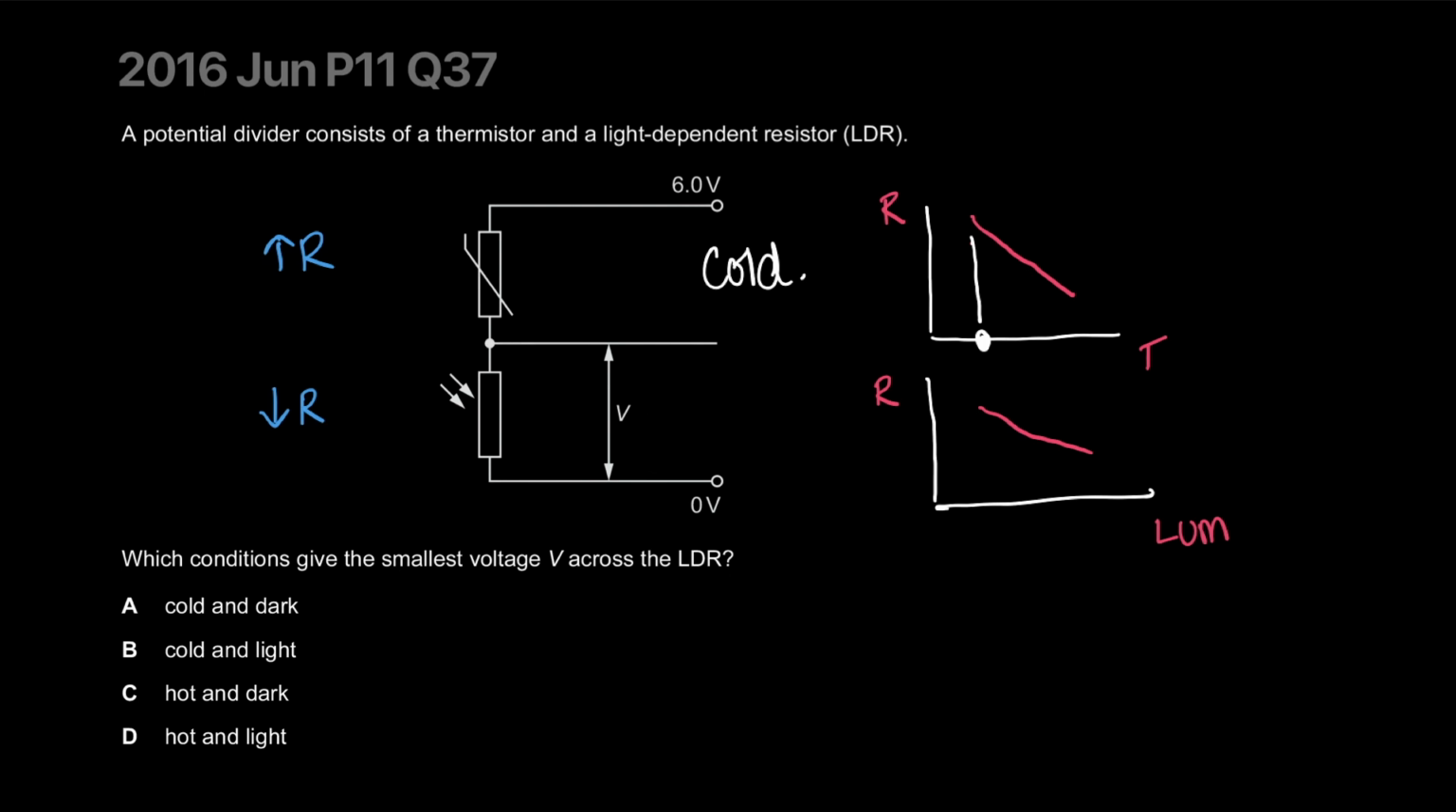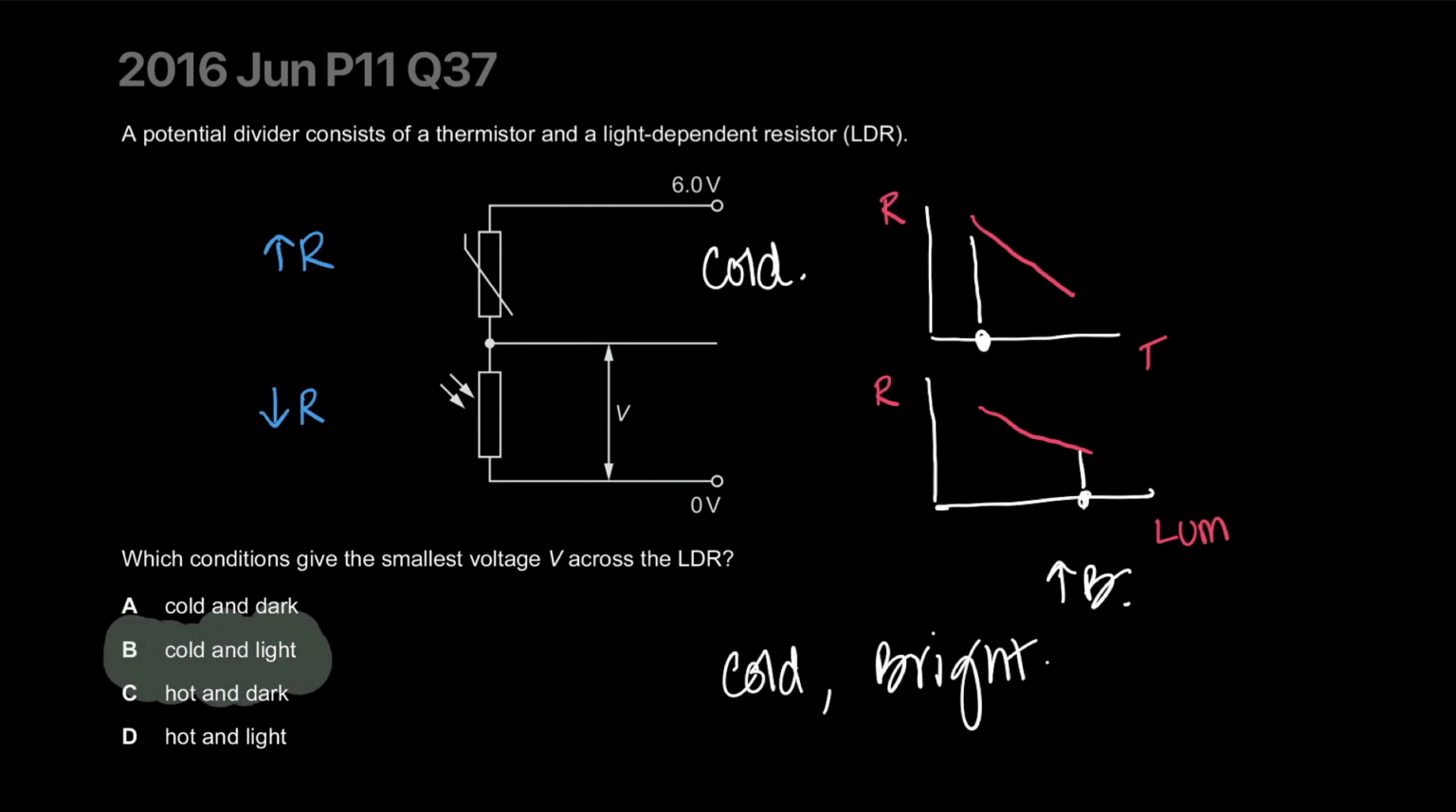And the brightness, what do you think? The resistance needs to be a minimum. Over here, resistance decreases as the brightness increases, so you want the maximum brightness, high brightness. So my combination is cold and bright. That's what I want. What option matches that? The option matching it is cold and light. B is my answer.